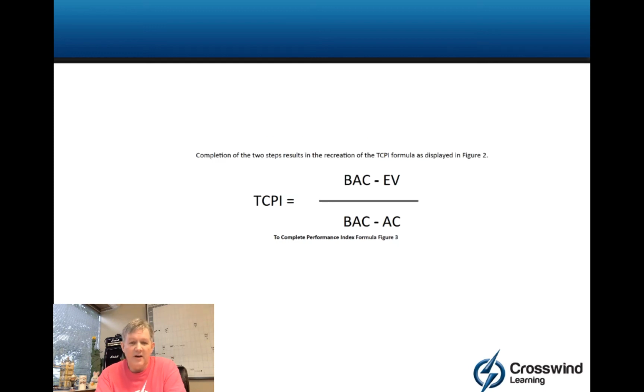Now, if we look here, that's the formula. So remaining work divided by remaining budget tells me my remaining spending efficiency from this point on to end up on track.